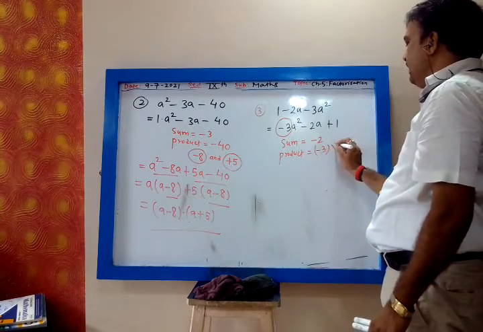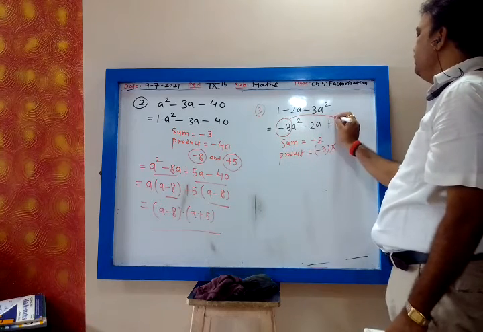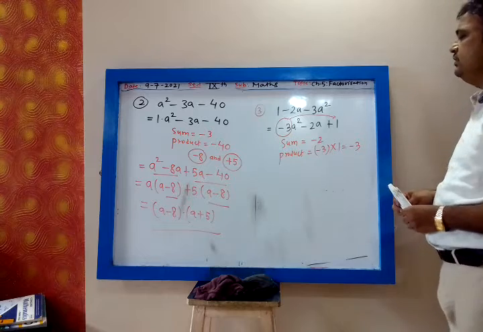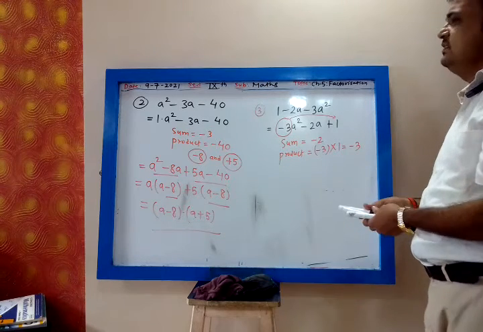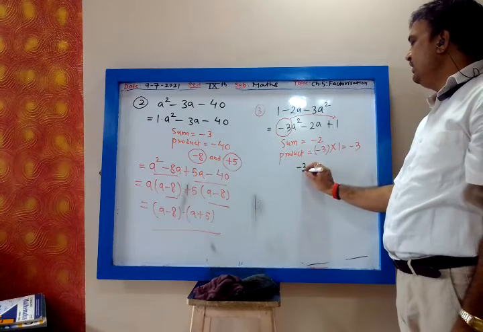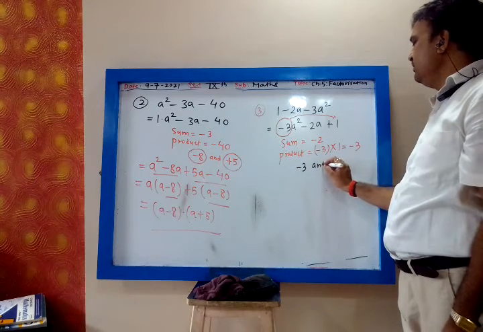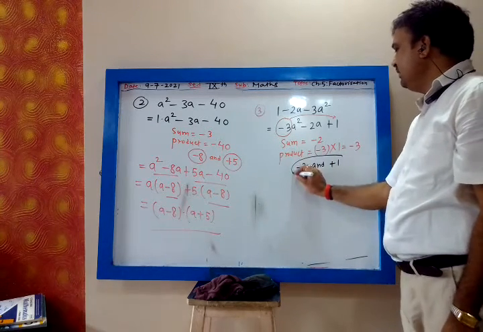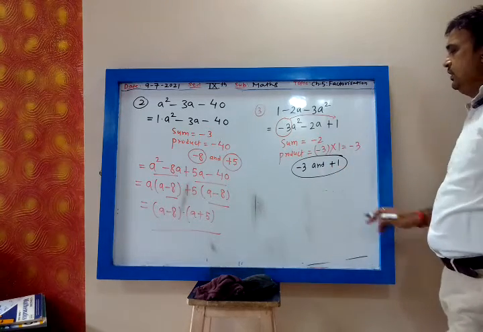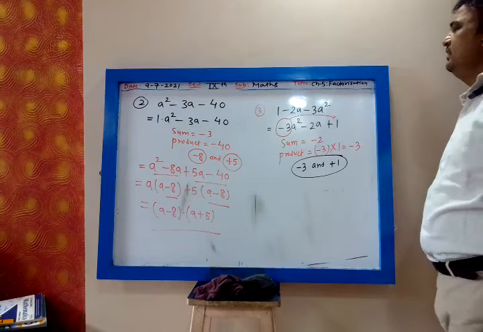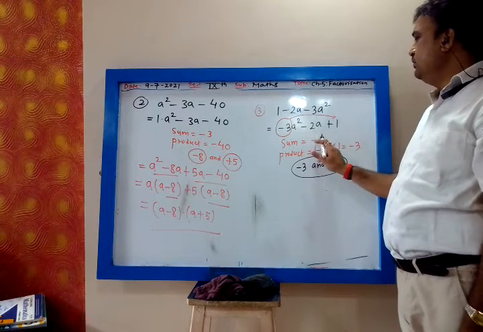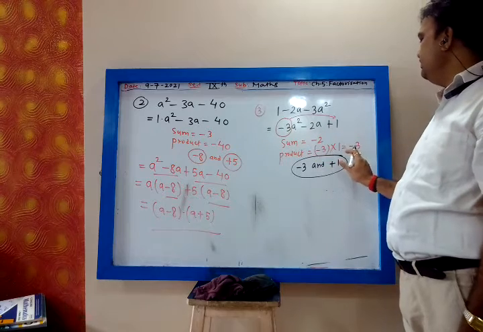Minus 3 into 1 should be the product. Minus 3 into 1, that is minus 3. So find two numbers whose sum is minus 2 and product is minus 3. What are the two numbers? Minus 3 and plus 1, no? Yes or no? When you add, you get minus 2. When you multiply, you get minus 3. Got it?